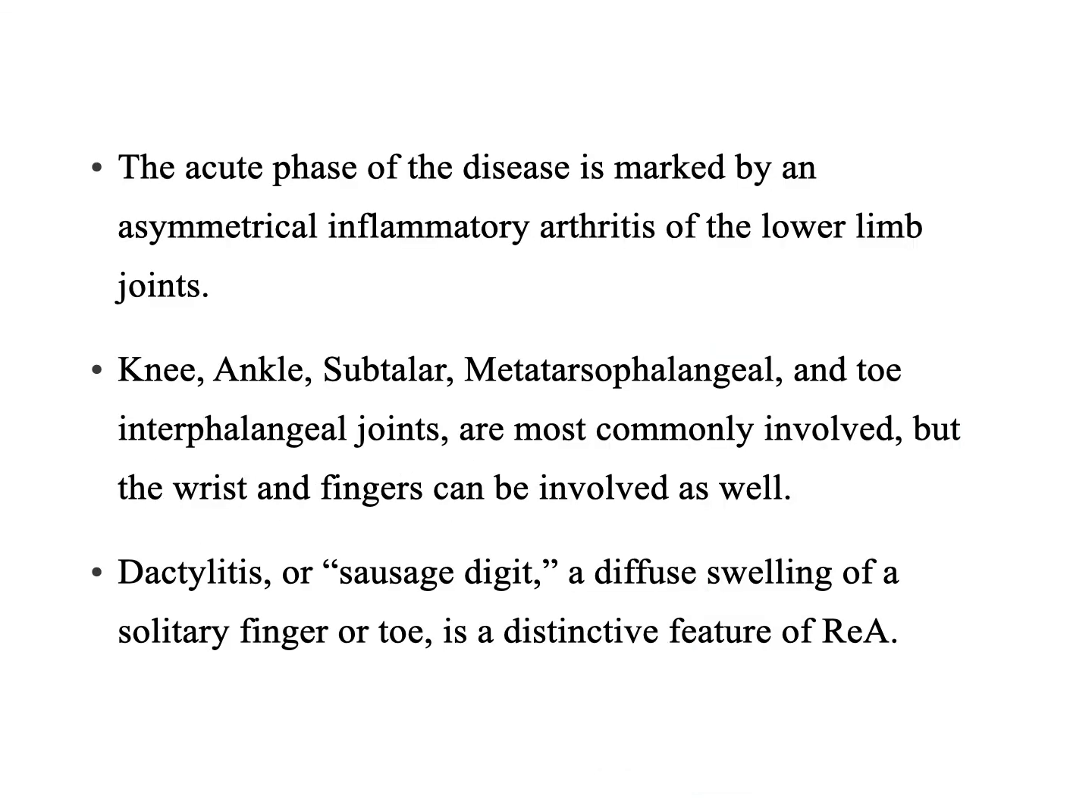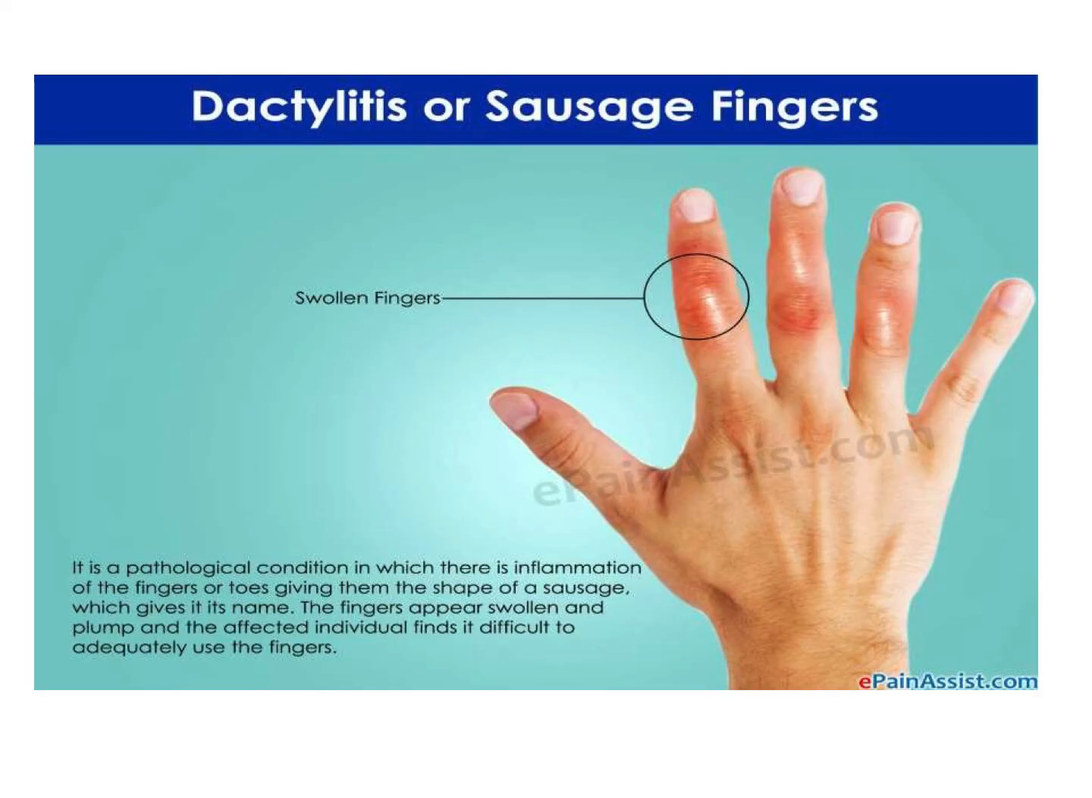In the acute phase of the disease, it is marked by an asymmetrical inflammatory arthritis of the lower limb. Knee, ankle, subtalar, metatarsophalangeal and toe interphalangeal joints are most commonly involved, but the wrist and fingers can also be involved. Dactylitis or sausage digit, a diffuse swelling of a solitary finger or toe, is a distinctive feature of reactive arthritis. This is a figure showing dactylitis or a sausage finger.